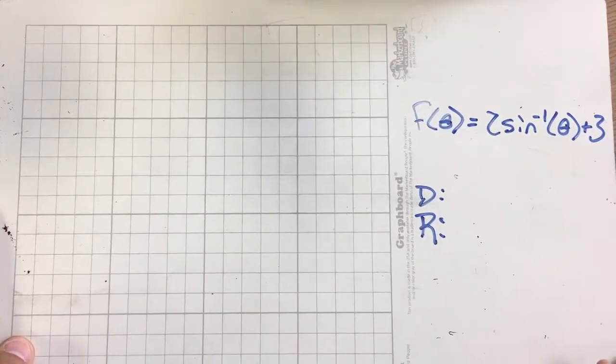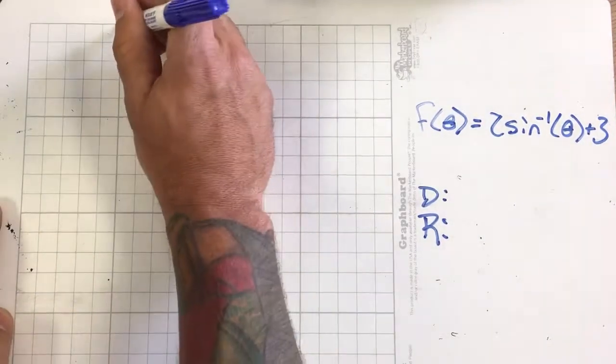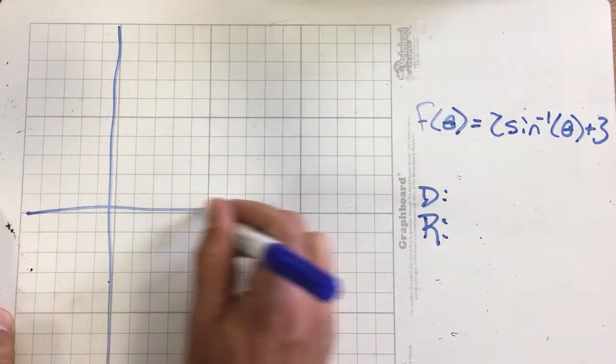For me, I'm going to graph them out. So we're going to use the same functions that we did in class yesterday, the same assignment. We're just going to list the domain and range. So for me, I'm going to do the inverse of sine first.